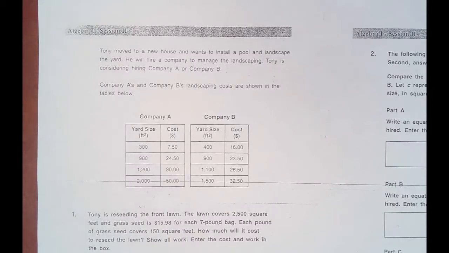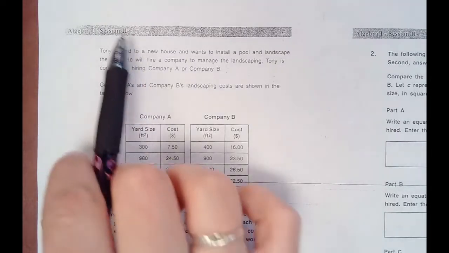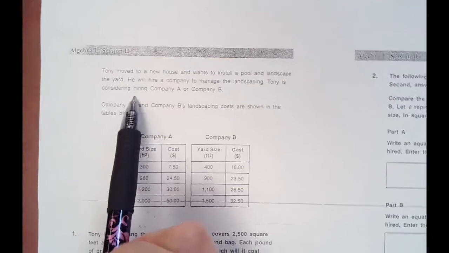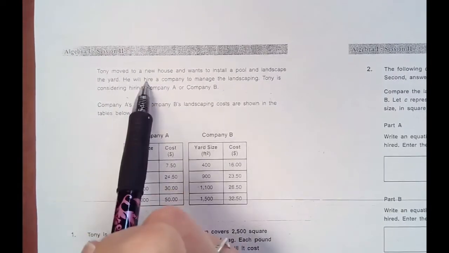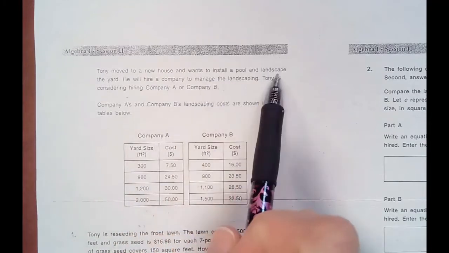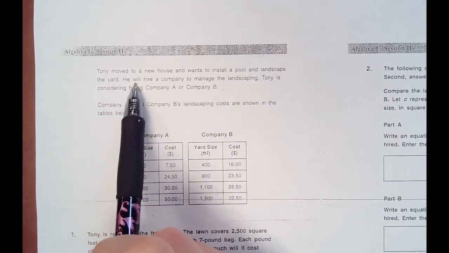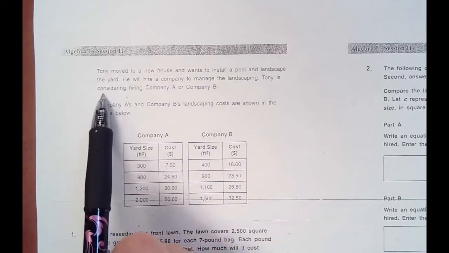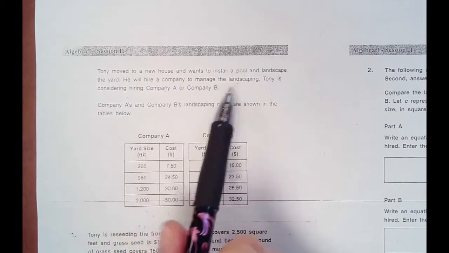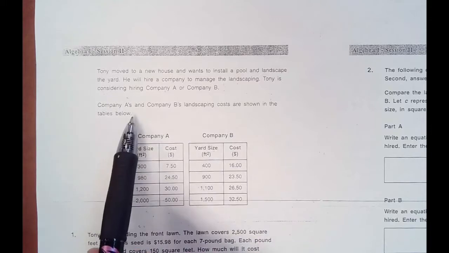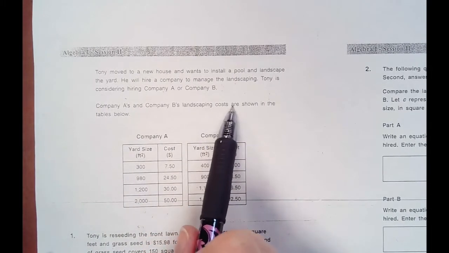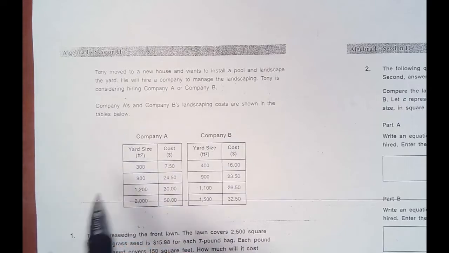All right, Algebra 1 EOC Practice Test Session 2. It says, Tony moved to a new house and wants to install a pool and landscape the yard. He will hire a company to manage the landscaping. Tony is considering hiring Company A or Company B. Company A and Company B's landscaping costs are shown in the tables below.